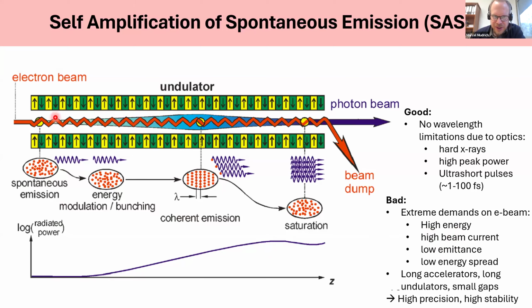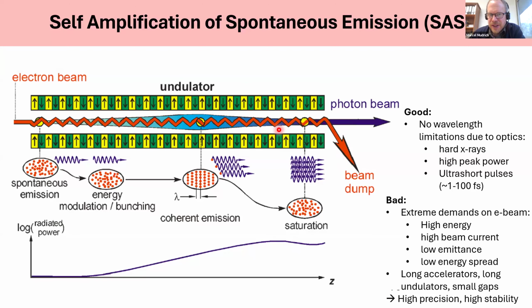And obviously the undulator should be quite long so that there is a chance that this buildup of microbunching and amplification works over just one single pass, because we don't have a resonator. The light is not coupled back and forth many times as in a conventional laser. This all has to happen in a single pass.